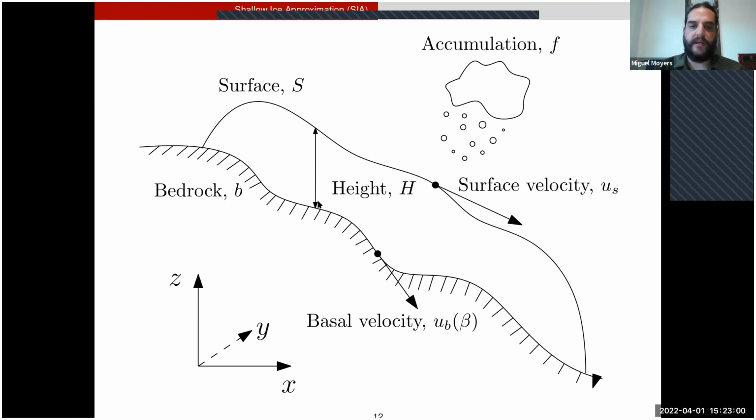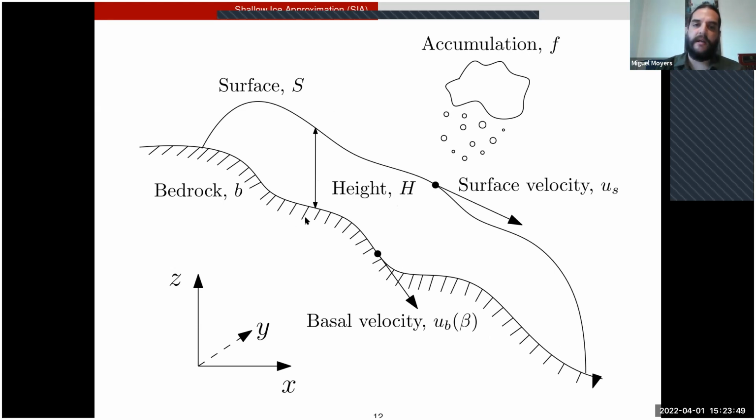So by doing that, we can depth average our equations. And what we will end up with is an evolution equation for the height or the surface, because the surface S is just H minus the bedrock, right? So that's what S is. So if we know S and we know the bedrock, we can know how thick our glacier is. So that's the way forward for the forward problem. If we can find an evolution equation for H, and we know the bedrock and we know the slip, well, we can infer the thickness of the glacier.